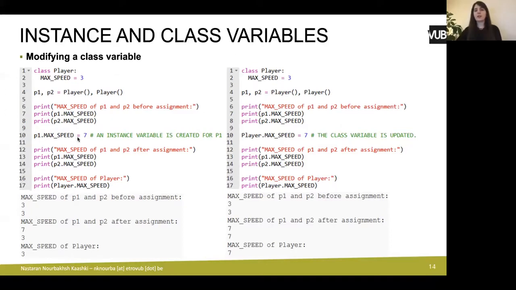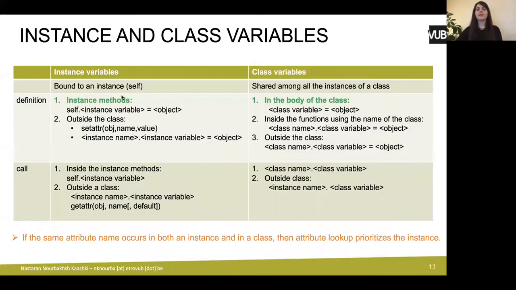I do this one. I think with this one, I wanted to modify a class variable, but this is not correct. As I said, remember this one. We said that if we use instance name dot a name equals to an object, it will create an instance variable. It will not change the class variable.